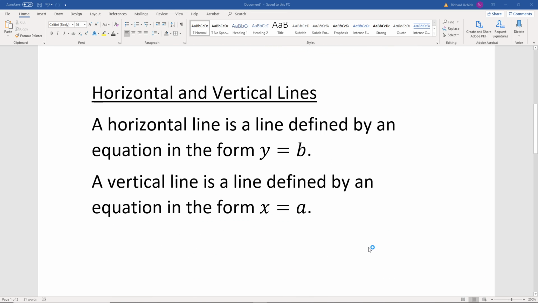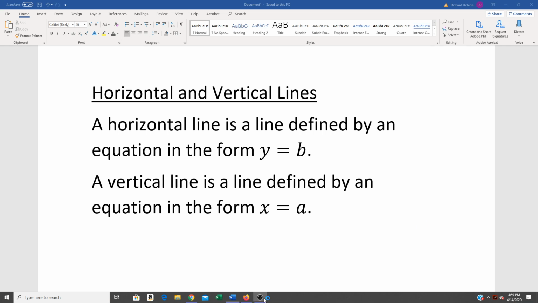So, first thing is let's look at a couple of specific types of lines, horizontal and vertical lines. Just a reminder that a horizontal line is a line defined by an equation in the form y equals b, where b is a constant. Like you could have y equal to 7, y equal to 9, y equal to 3, and so on. A vertical line is a line defined by an equation in the form x equals a constant. Let's call it a. But again, it's just x equals a number, like x equals 5, x equals 7, x equals -2, and so on.